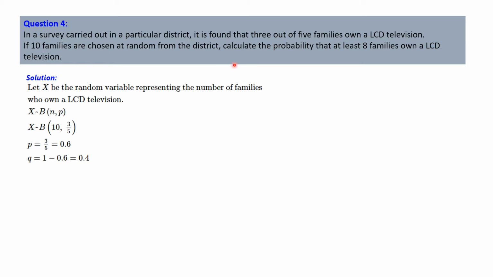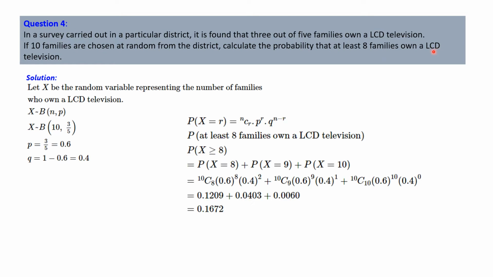So we are asked to find the probability that at least 8 families own an LCD television, which includes probability for x equal to 8, probability x equal to 9 and probability for x equal to 10. So by substituting the corresponding values of n, r, p and q into the formula, we will get the answer 0.1672. Alright, after the 4 examples of binomial distributions, I guess you really know how to use the formula. Right, let's move on to normal distributions.